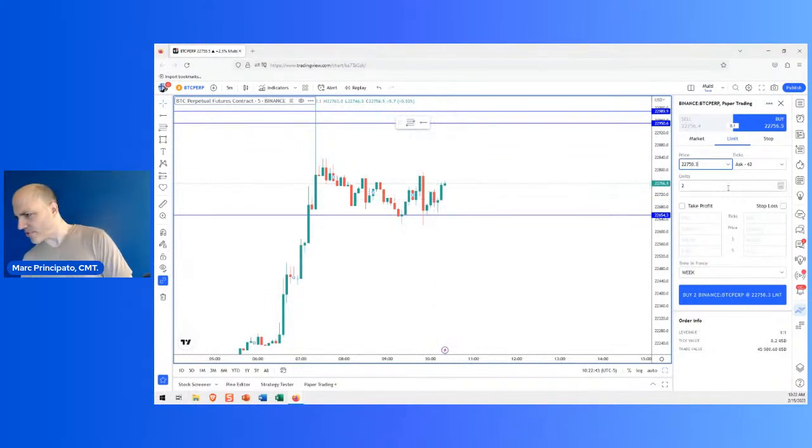Okay, so first of all, I want to set this thing up as a limit order. It's set to limit. You see that? So I have market order right here. I have a limit order over here. All right, so I want to set a limit order. I want to set a price.